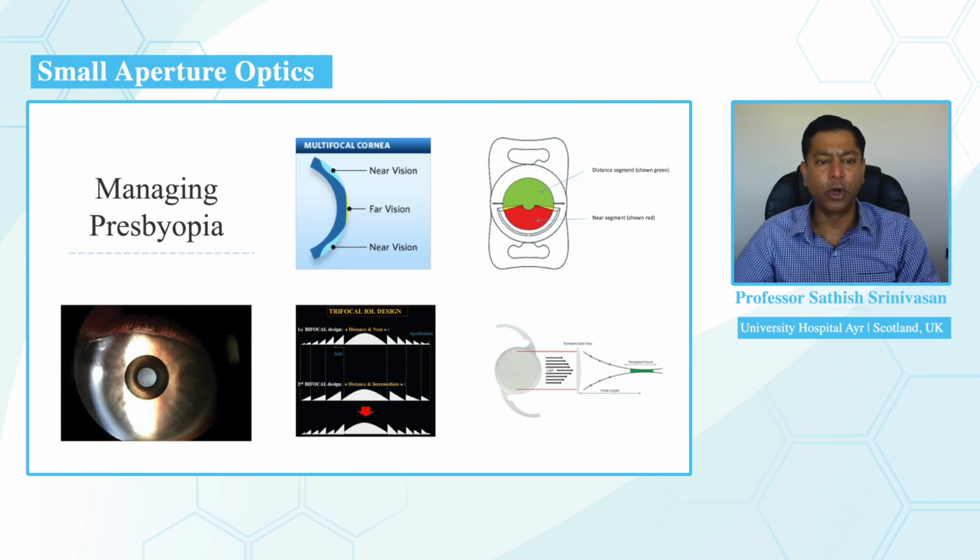We have management at the corneal plane, where you could use a laser to create multifocality on the cornea, or you could use a small aperture inlay in the corneal plane. Or you could correct presbyopia in the lenticular plane, where we could do lens-based surgery and introduce either trifocal intraocular lenses or extended depth of focus intraocular lenses for the correction of presbyopia. In this lecture, I'll be talking to you about correcting presbyopia with a new technology using the small aperture optics principle.